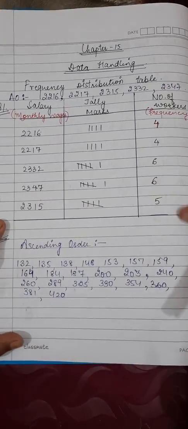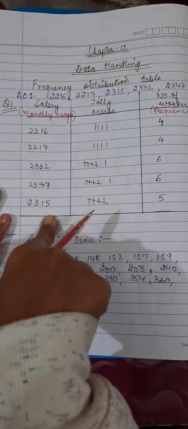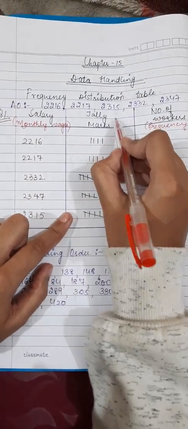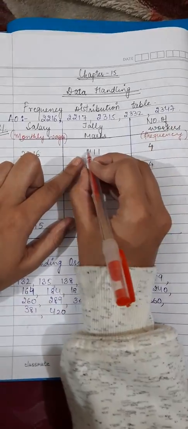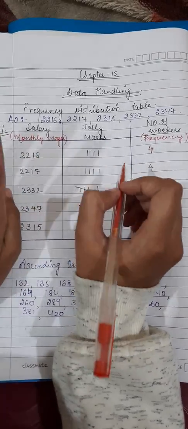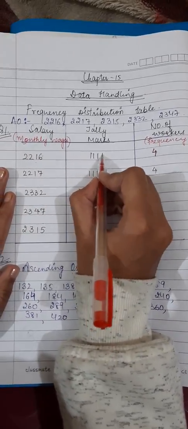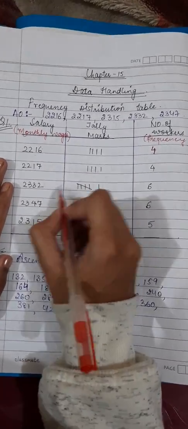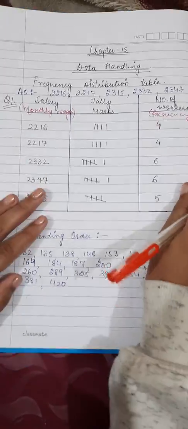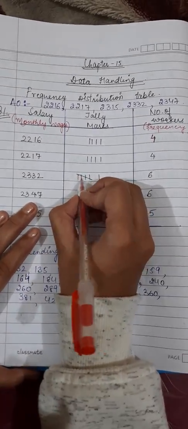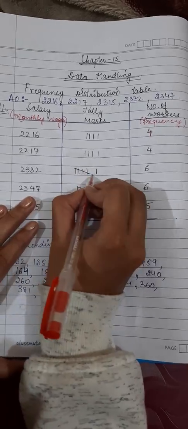Now after writing the frequency and after writing these numbers one time, you are going to make tally marks in the middle column. Now how are you going to frame the tally marks? Tally marks you are going to represent by vertical lines. 4 are there, so you will draw 4 vertical lines: 1, 2, 3, 4. Next 4: 1, 2, 3, 4. Next is 6. Now how are you going to frame this 6? For 6, 1, 2, 3, 4 and 5.